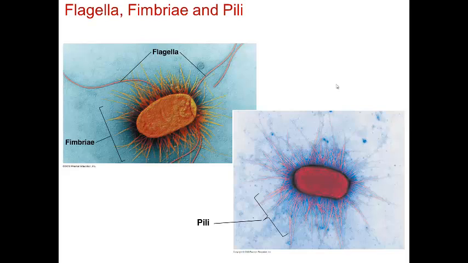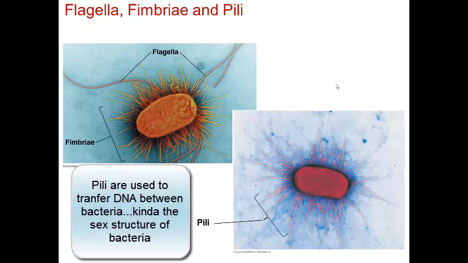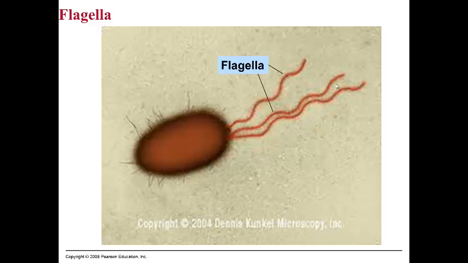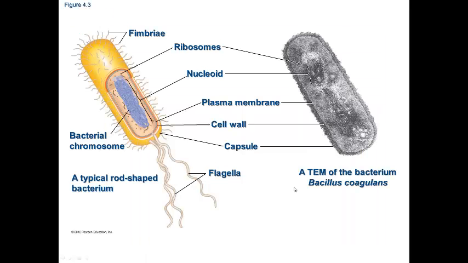Another kind of projection that's a little longer than the Fimbriae are Pili, and Pili are the structures that are used between bacteria to transport DNA from one cell to the next. Here we can see some examples of flagella attached to a prokaryote, and notice the Fimbriae here also projecting off of the surface of this cell.